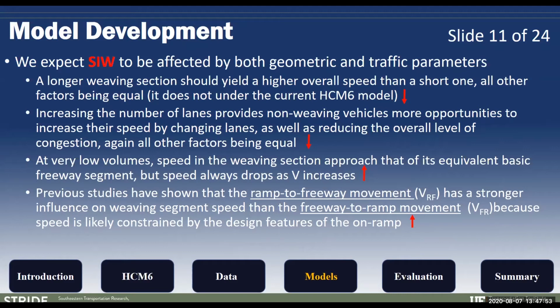We also want to make sure that once the volume becomes very low, we would approach the condition of a basic segment. The lane changes here would be almost equivalent to a discretionary lane change on a basic segment. And finally, and this is something that was born with the model, we expect that the ramp to freeway volume would have a much stronger impact than the freeway to ramp volume.